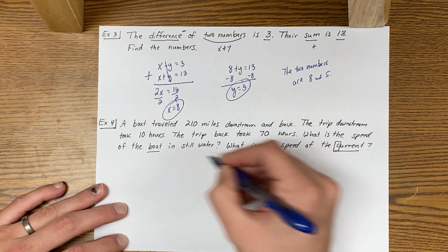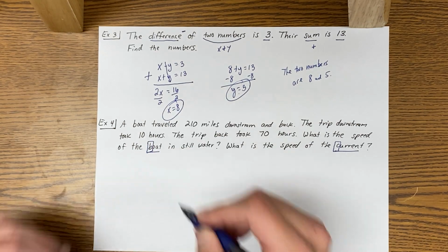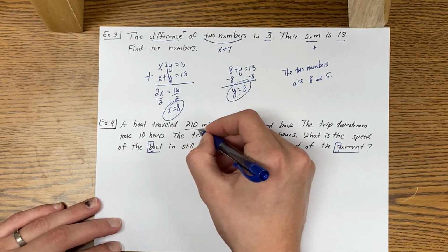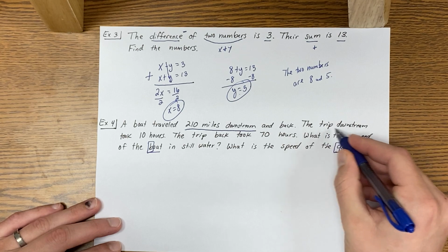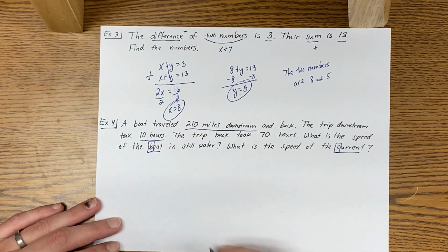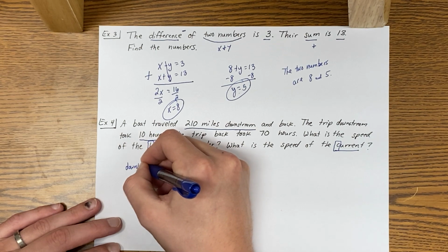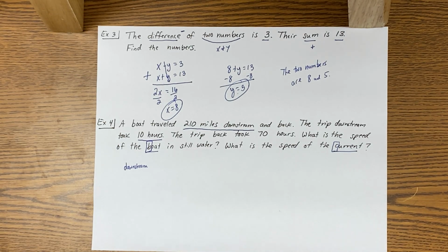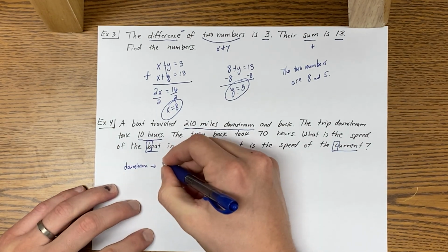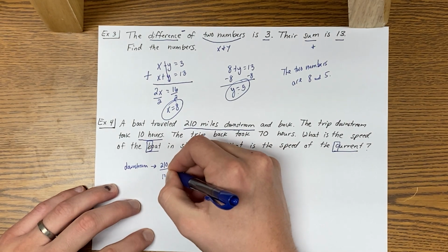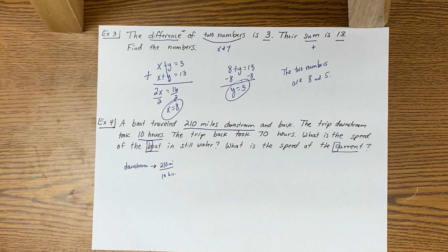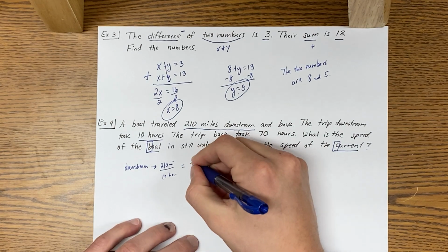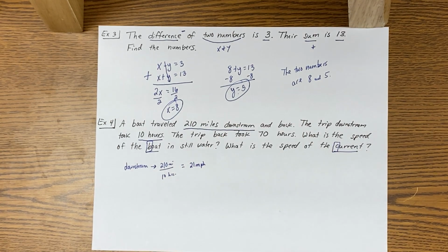I'm going to use C for current. I'm going to use B for boat. Now we have 210 miles downstream. The trip downstream took 10 hours. For downstream, we could figure the average speed there. If we went 210 miles in 10 hours, our miles per hour, we would divide 210 by 10, and we would say we're going 21 miles per hour downstream.